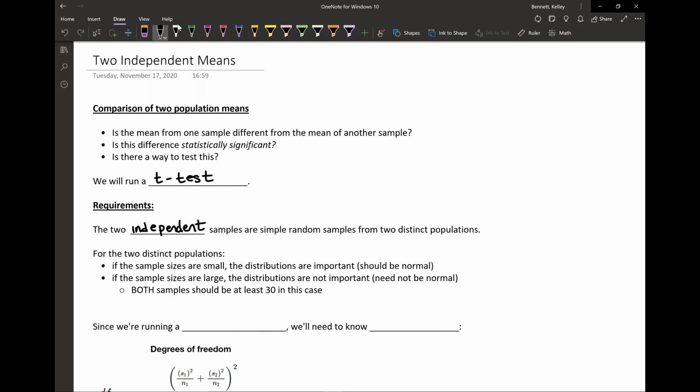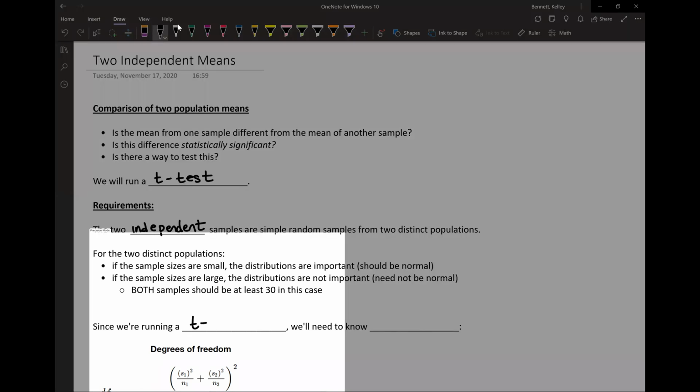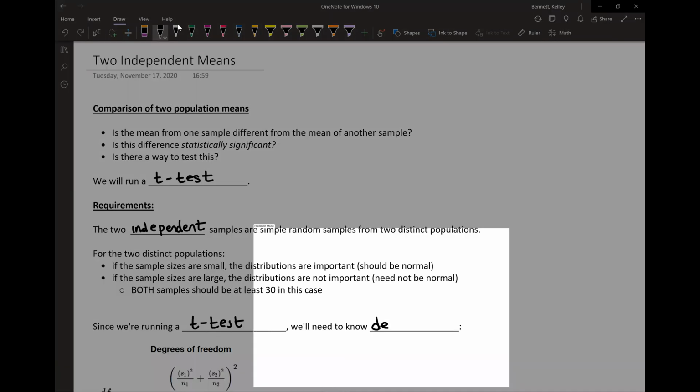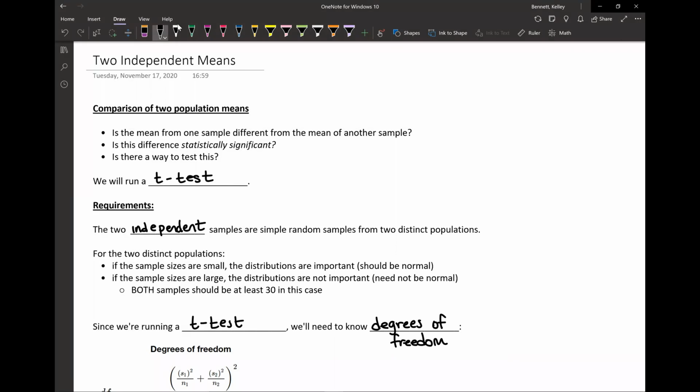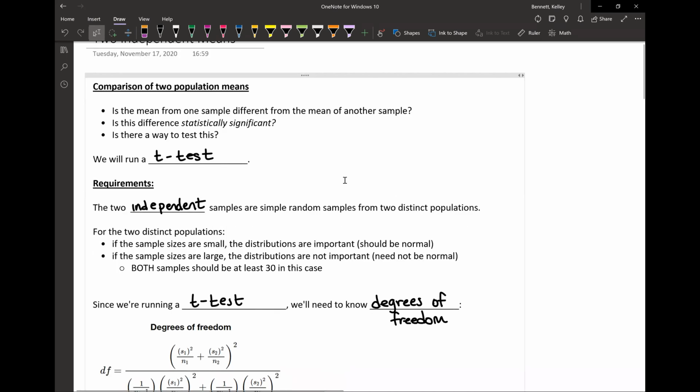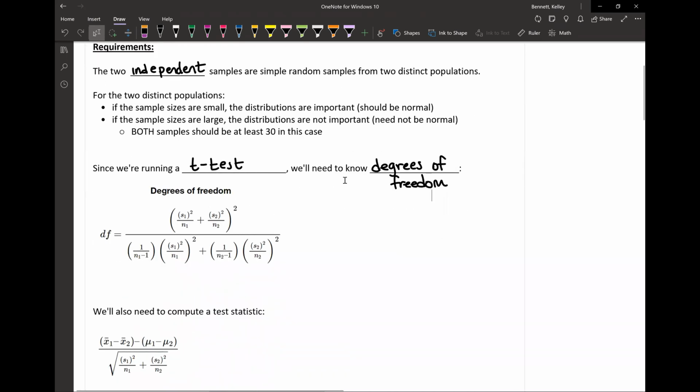And since we're running a t-test, we're going to need to know our degrees of freedom. In the past, when we did a hypothesis test for a single mean with an unknown standard deviation, the degrees of freedom was really straightforward. It was one less than the sample size, or n-1. This time is a little bit more complicated. We're definitely going to have Excel compute this for us.